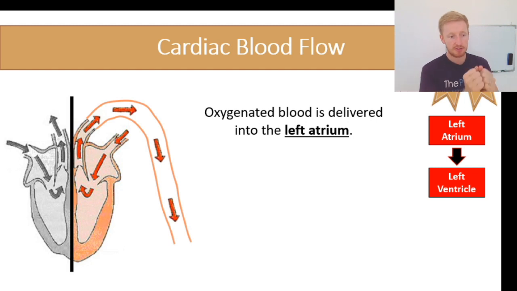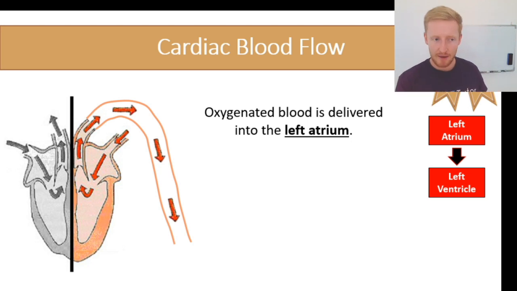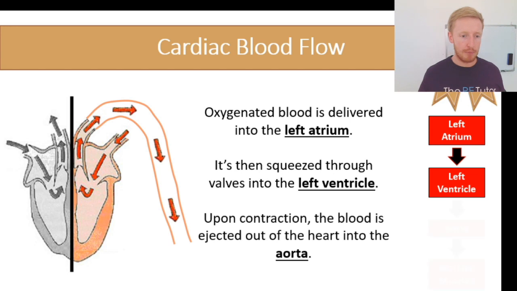It's coming into the top of the heart, A for atrium at the top, or V for ventricle at the bottom. So it's coming into the top of the heart. It then passes down into the left ventricle, and when this left ventricle then contracts, it then goes up out of the aorta, okay, the aorta, and that's the vessel that then delivers it to the rest of the body.